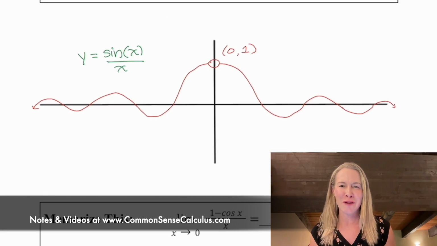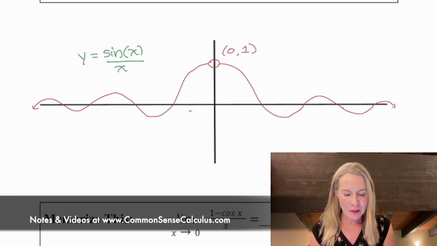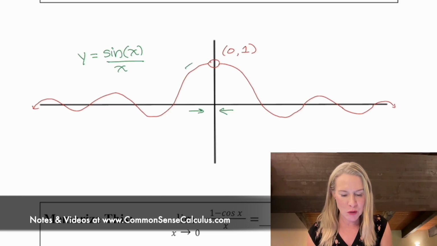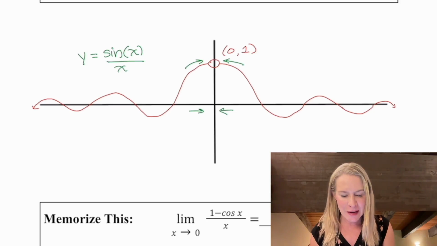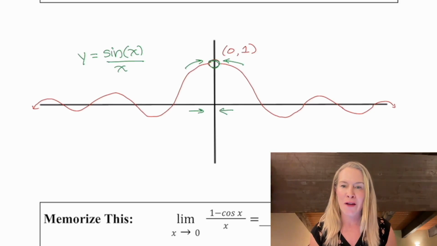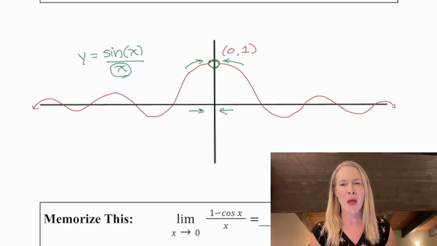Here's a rough sketch of the graph of sine x over x. Now, as x approaches 0 from both sides, the graph is approaching 1 from both sides. The output value is approaching 1. There is a hole in the graph. The graph is undefined at x equals 0, which makes sense since our denominator goes to 0, which would make it undefined.